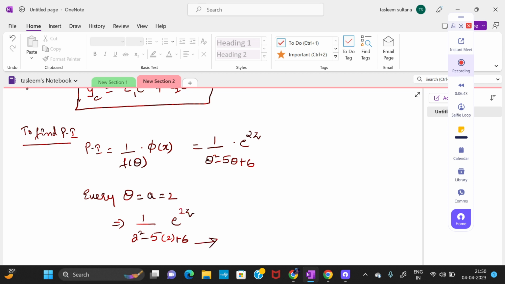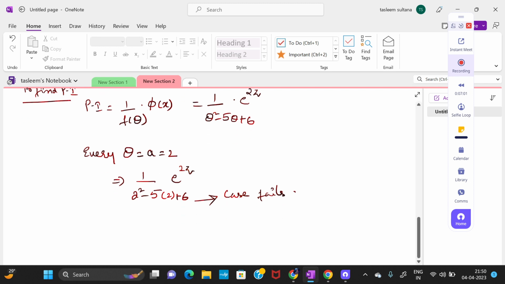So it's a case of failure. You're not going to write it as infinity. It's the case of failure, where the denominator f of theta becomes 0 after substituting the value: 4 plus 6 is 10, minus 10 equals 0. When the case fails, what you have to do? You have to multiply the numerator by z, since here we're dealing with z, and differentiate the denominator with respect to theta, not d here.